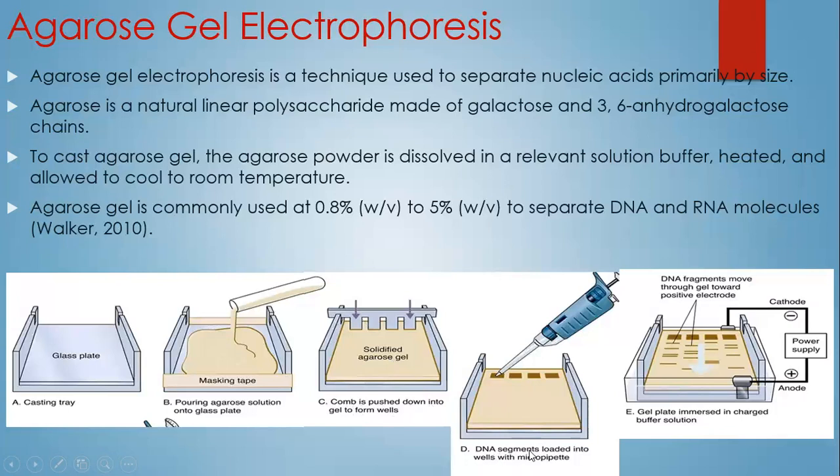Next, the DNA sample is loaded into the wells with a micropipette. We also mix some dye with the DNA sample before loading it into the wells. After that, we pass the electric current, and we see the DNA fragments move through the gel toward the positive electrode.